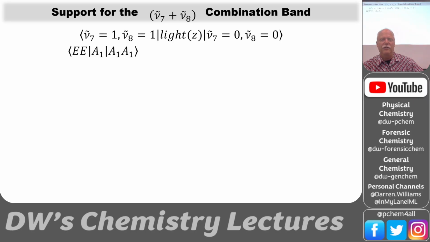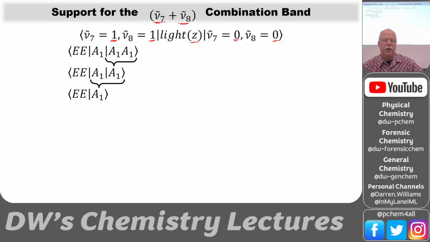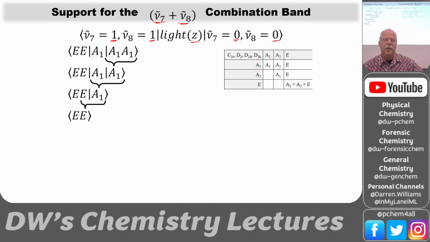Again, we start in the ground state for nu7, the ground state for nu8. This combination band is really just one quantum excited in each of those. So it goes to 1 for each of those. And then we're going to use Z polarized light. So we end up with A1, A1 again. E times A1 is E, and then we have E times E. So we go again to that direct product table. We see E times E is A1 plus A2 plus E. There's no G's and U's in this molecule.